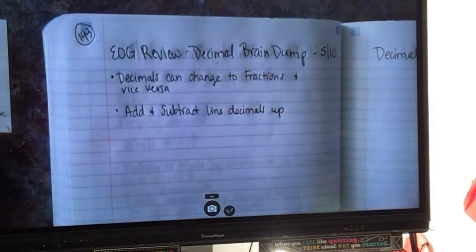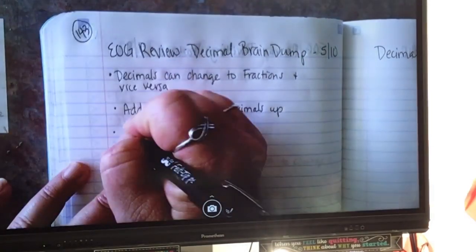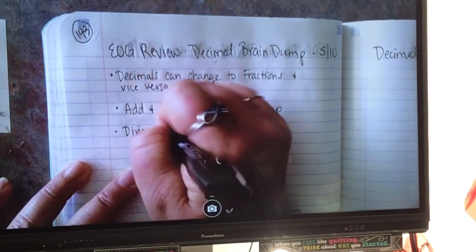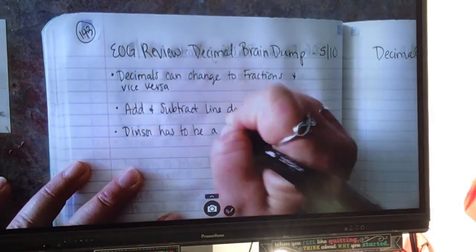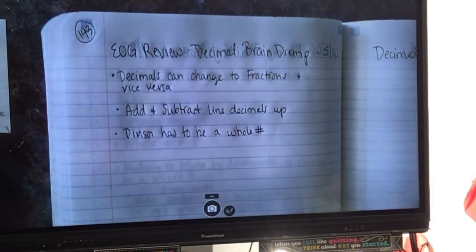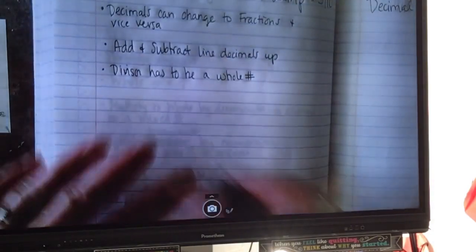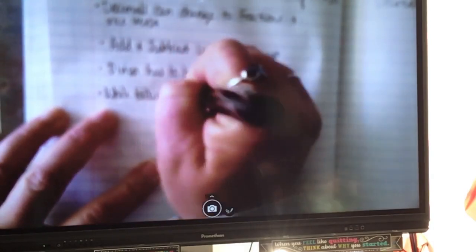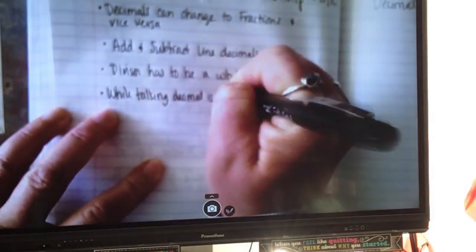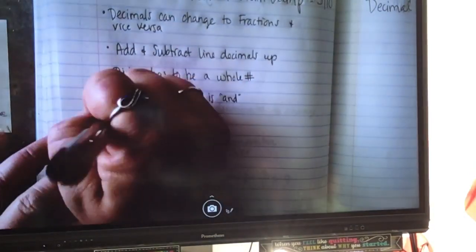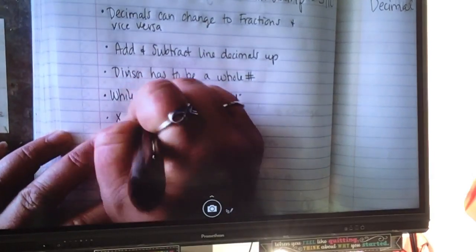Alright, what else? The divisor of a whole number. Okay, what else are we right? Yeah. While talking, the dot is pronounced "and." Okay. Alright, what else? Multiplying, move the decimal points to the side and then later.